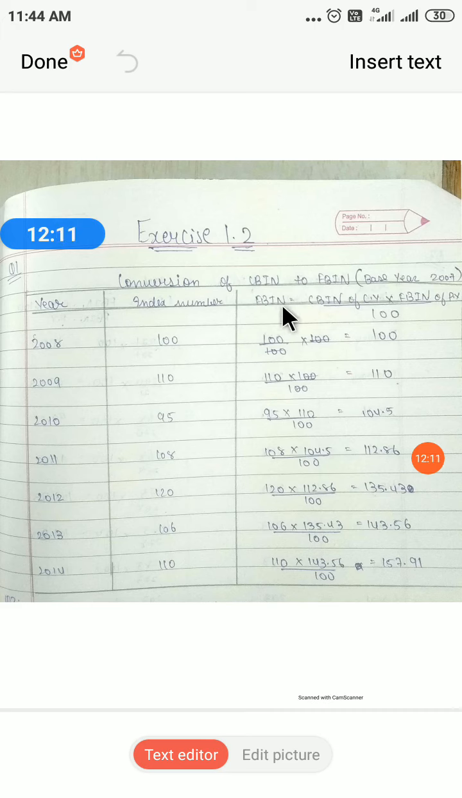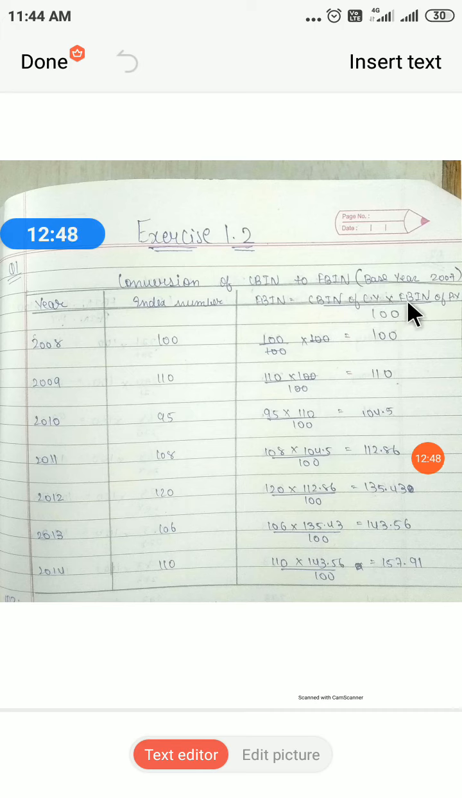Fixed base index number is equal to chain base index number of current year into fixed base index number of previous year or preceding year upon 100. So, we have to take 2007 as a base year. So, here 100 is given. So, 100, chain base index number 100, fixed base index number is already given 100, upon 100 is equal to 100. Right girls?